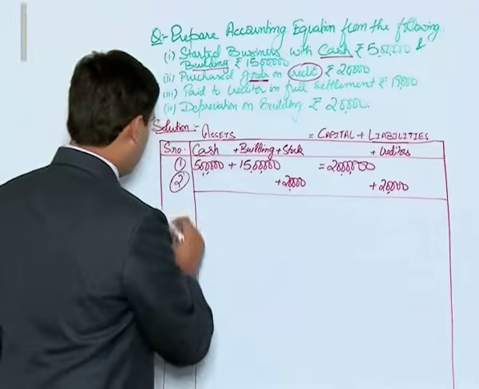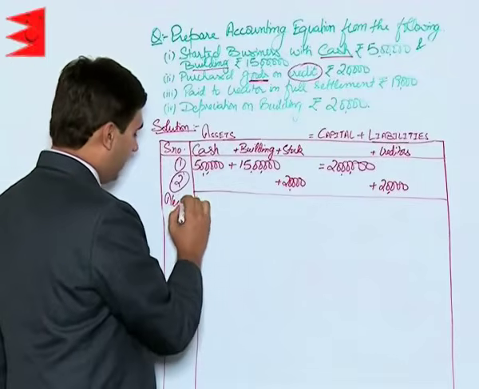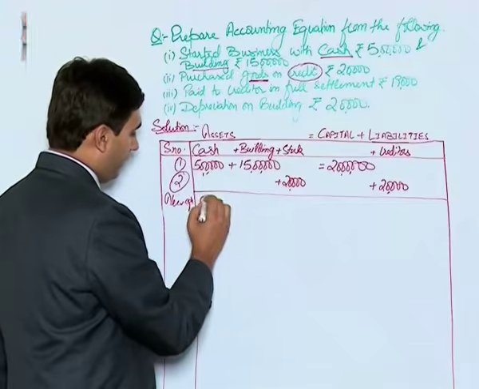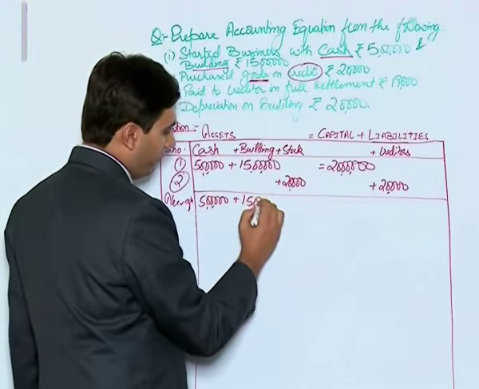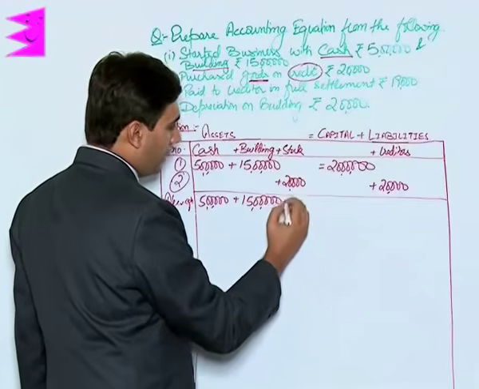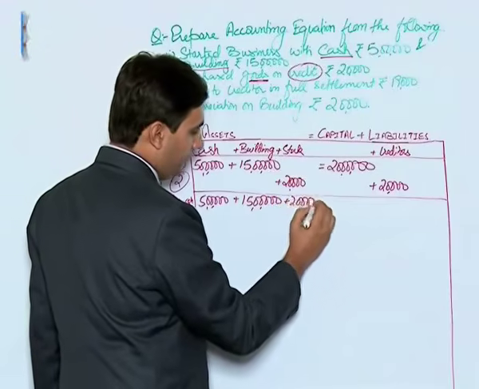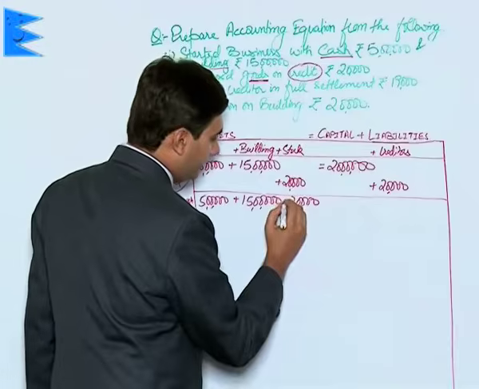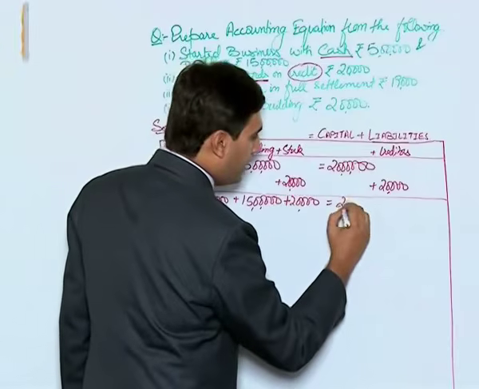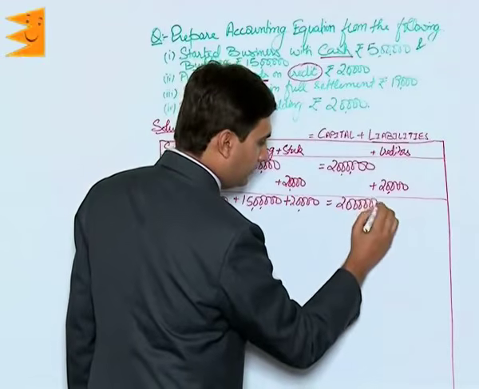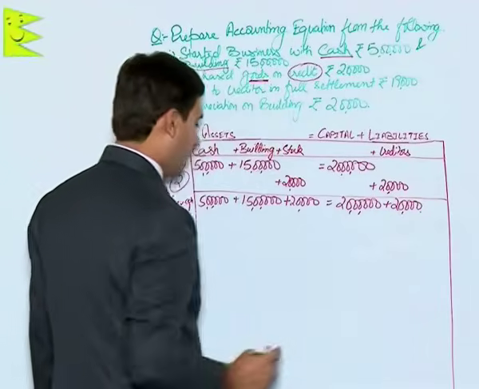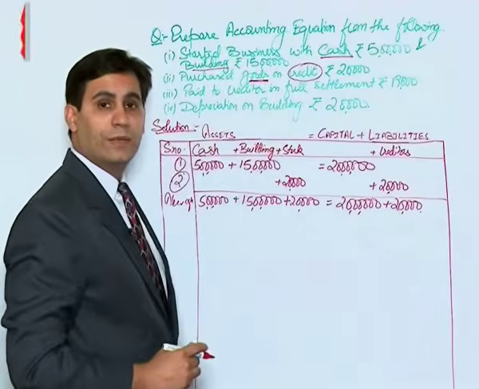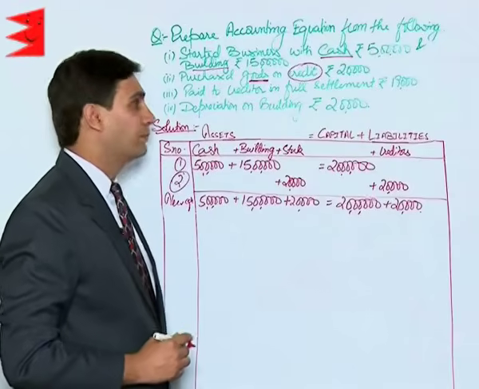Totaling both the sides, we can check that the total is same. We have cash of rupees 5 lakh, building worth rupees 15 lakhs, stock worth rupees 20,000, capital of rupees 20 lakhs, and creditors of rupees 20,000. So the total on both the sides is 20 lakh 20,000.